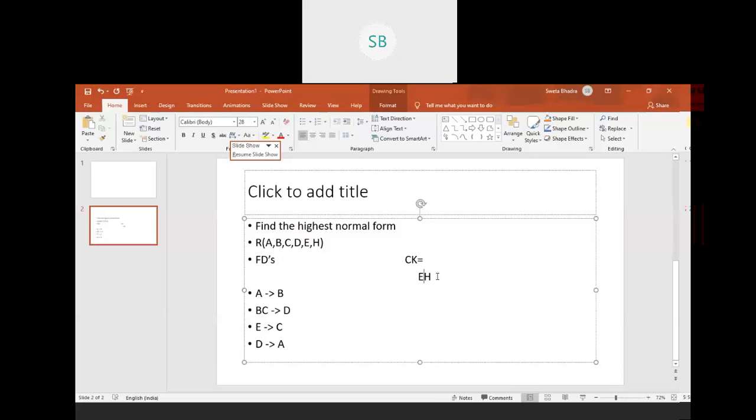Now if you find the closure of EH, you will get what? EH will obviously determine itself, like E determines itself, H determines H, and E can also determine C from this functional dependency, right? But you see, this is not finding all the attributes in the table. So that means it cannot be the candidate key. We need to add something more to it. Okay, so let me add, suppose, A.